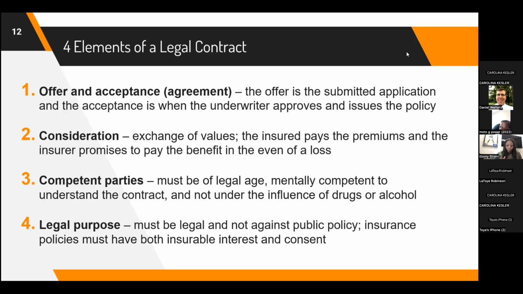You must be of legal age, mentally competent to understand the contract, and not under the influence of drugs or alcohol. So to be a competent party, you can't be Mimi. Mimi is, you can't be a minor. You cannot be intoxicated.